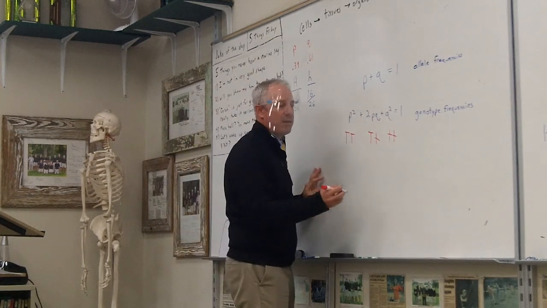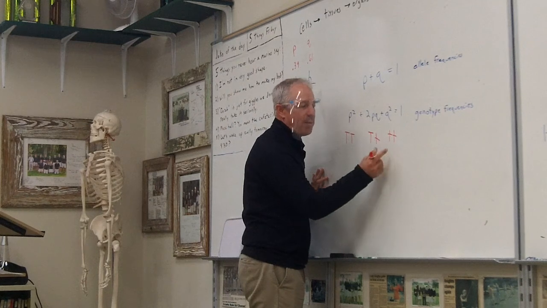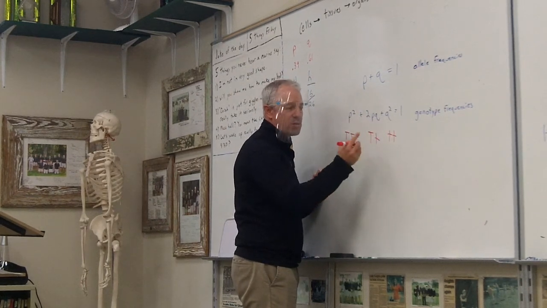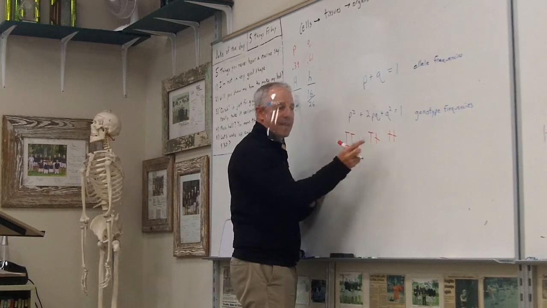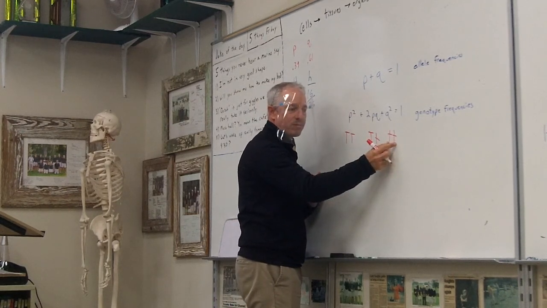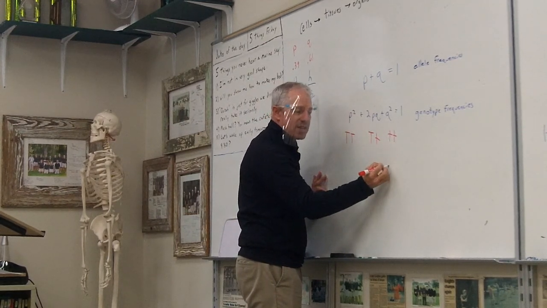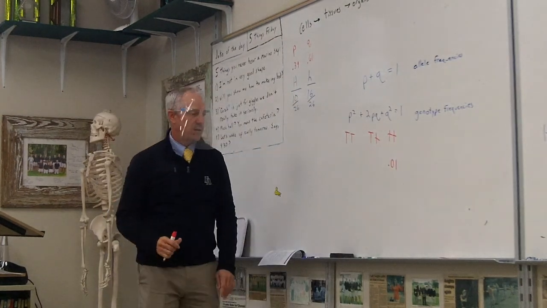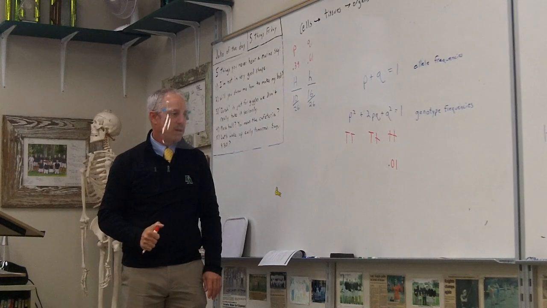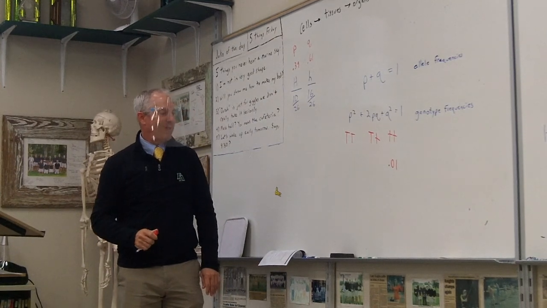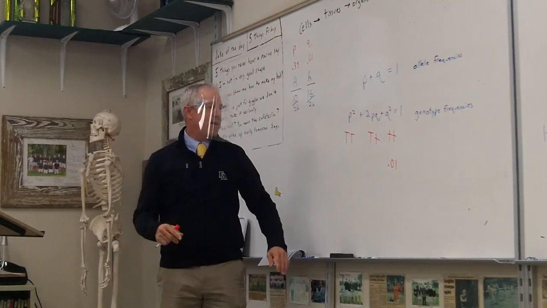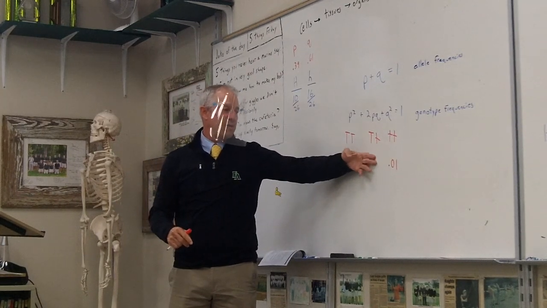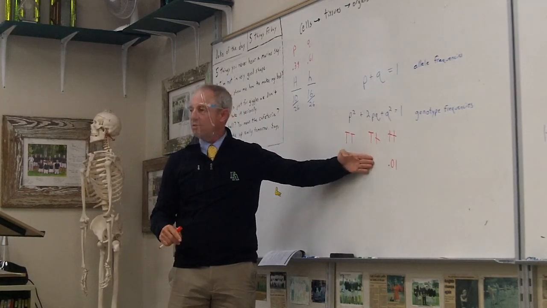What if they said 1% of your population, 1% of Mendel's peas were short? That's recessive. So what we're saying is little t equals 0.01. And they might ask, what is the number of heterozygotes? What is the percentage of the population that's heterozygous?